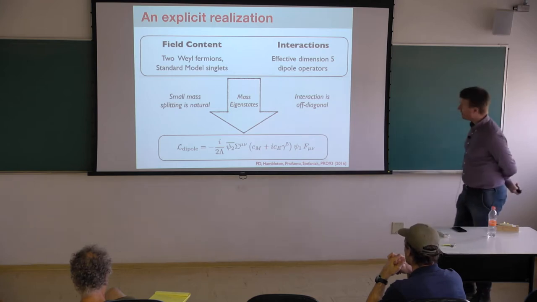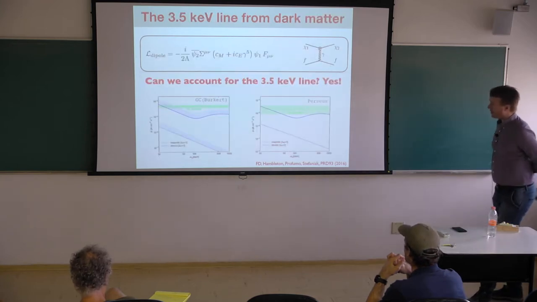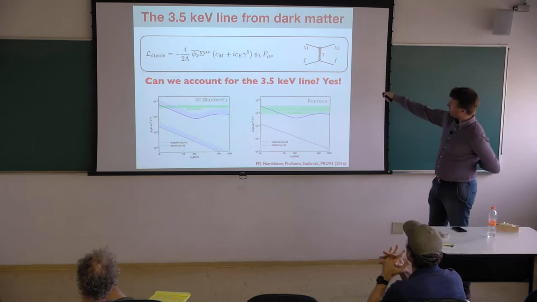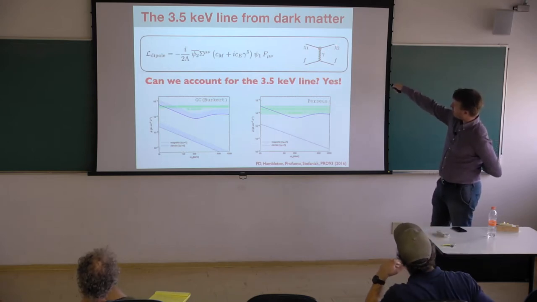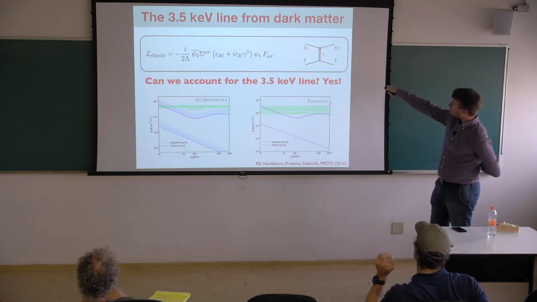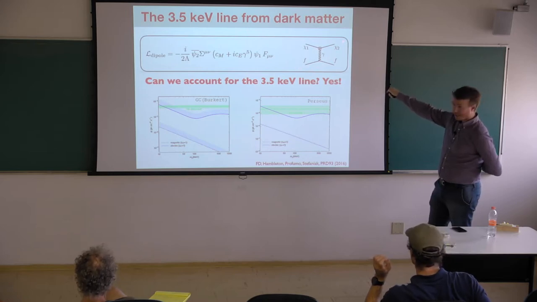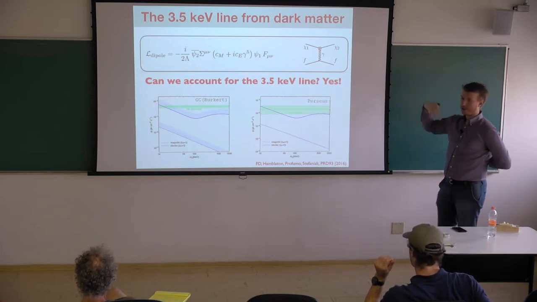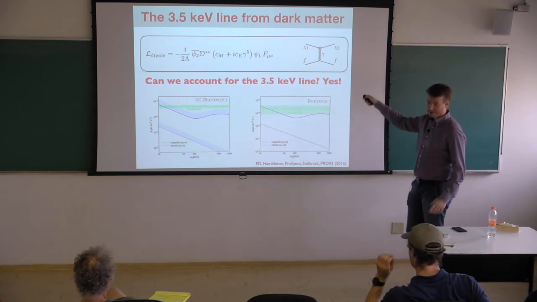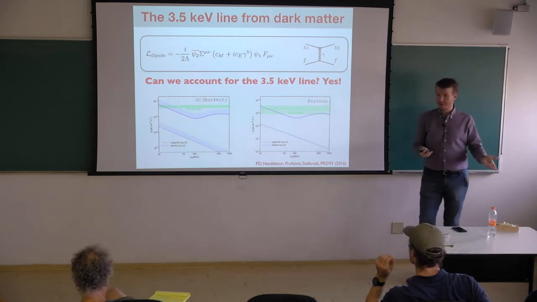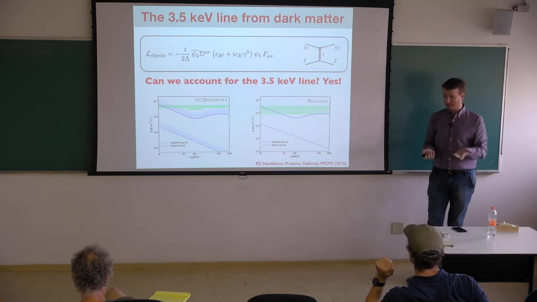Okay, so this is the way it works. You have this dipole interaction, off diagonal. You exchange a photon in the t-channel. You hit one electron, you excite to χ_q, and then eventually χ_q decays with the same interaction. So the same interaction gives you the upscattering and then the decay, the dipole.